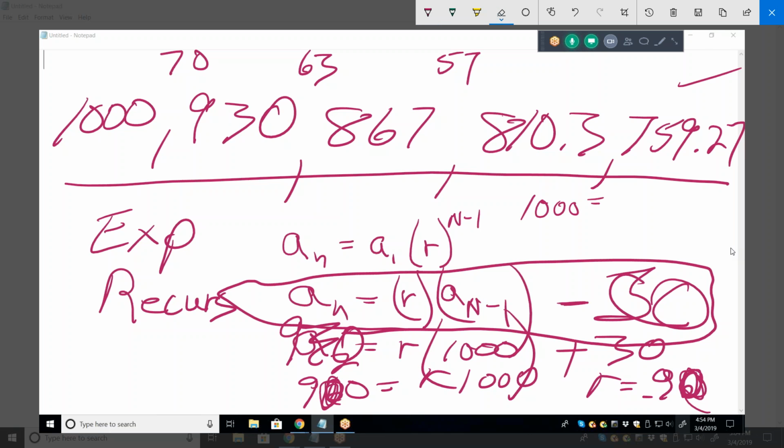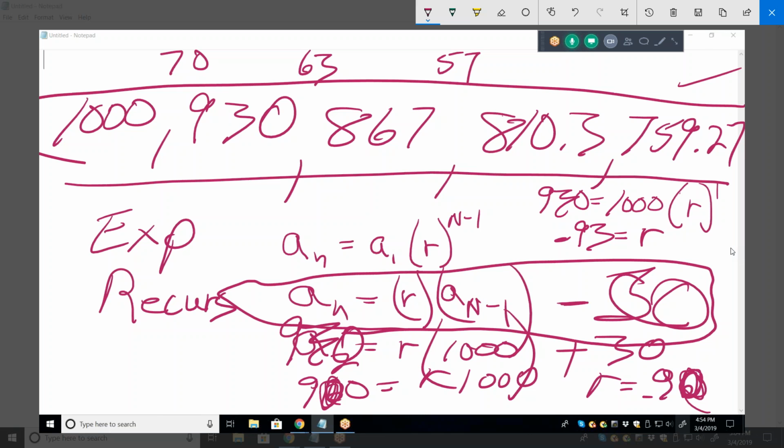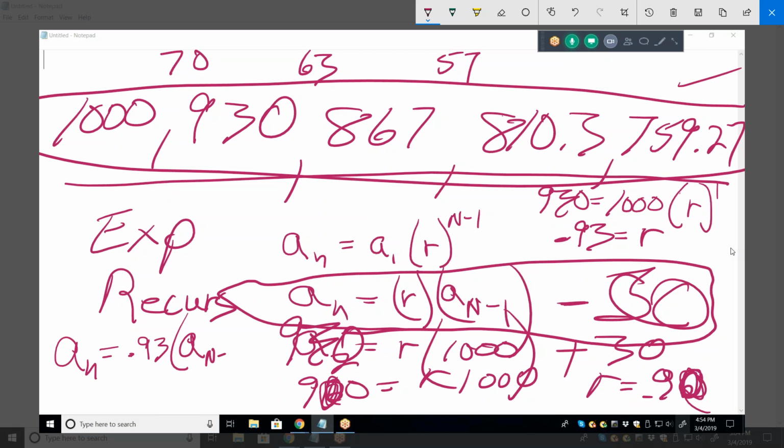The second term is 930. It's equal to the first term times r to the 1. If I solve that for r, I get 0.93. And that works for those 5. Now, if I try to come up with the recursive, then a sub n is going to be 0.93 times a sub n minus 1. There's my recursive formula.